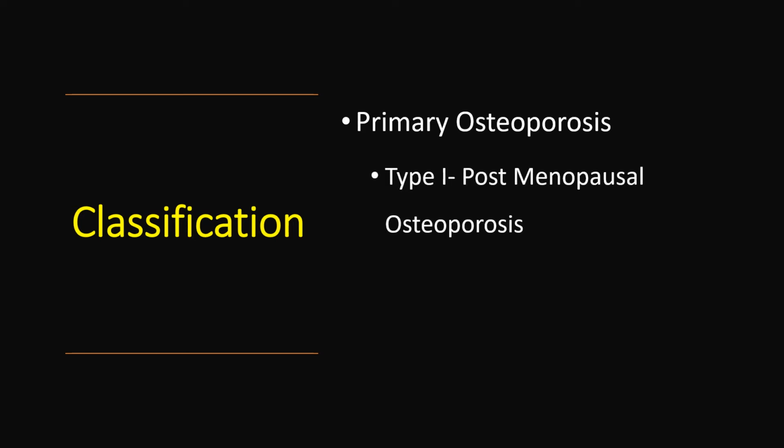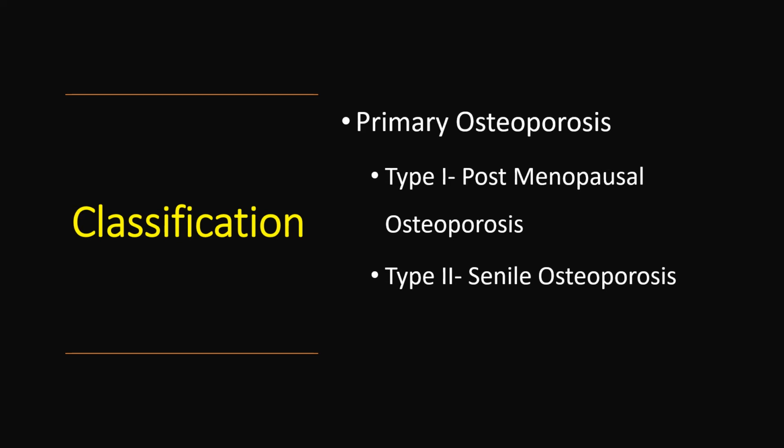Osteoporosis can be broadly classified into two: the primary osteoporosis and the secondary osteoporosis. The primary osteoporosis is further subdivided into two categories. Number one is the type 1 or the postmenopausal osteoporosis that is common in elderly females after the onset of menopause. Type 2 is known as the senile osteoporosis, or in other words the age-related osteoporosis. It is more common in men, but it can also occur in females who reach an age of more than 65 years.